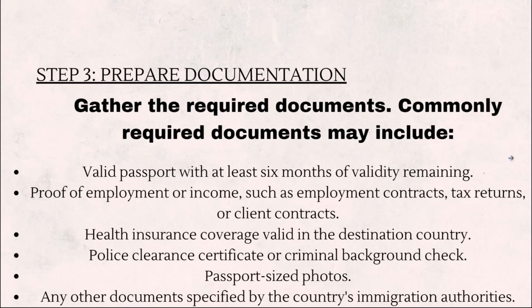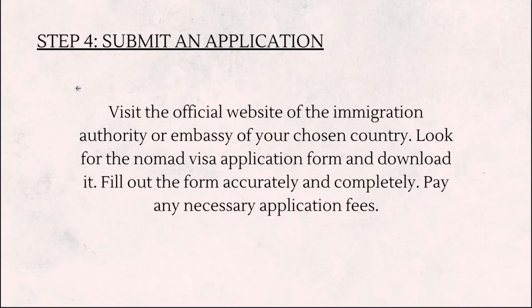Now after that, let's move on to the next step. To submit the application, just visit the official website of the immigration authority or embassy of your chosen country. Look for the Nomad visa application form and download it. It will depend on the embassy or the form that you are filling. You can also have an option of filling the form entirely online. If that is the option, just go with that. And if there is any fee for the forms, just pay that too. Because in most countries there are fees that you have to pay to submit the form, and in a few countries there are no fees. So let's move on to the next step.